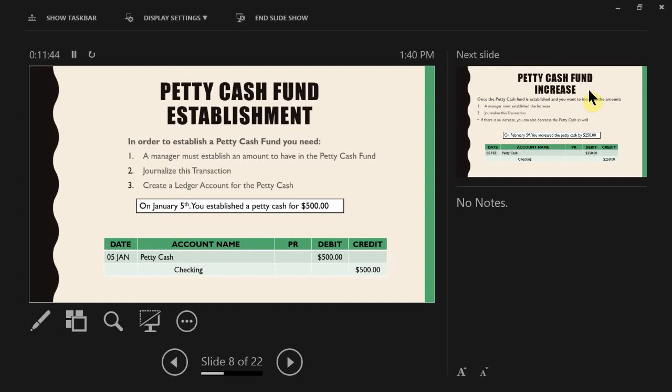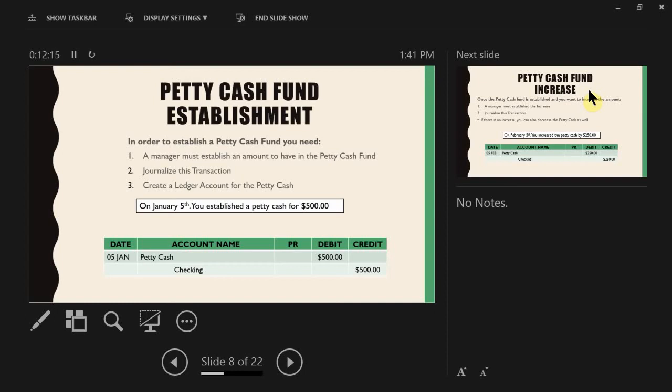So here, number one is the manager must establish an amount. For example, what is reasonable? What are the necessary things that would fall into that category for you to make those emergency runs? A good example would be copy paper, right? Every office needs copy paper. And if you run out, you might need to make a quick run to Staples and buy a ream just in case.